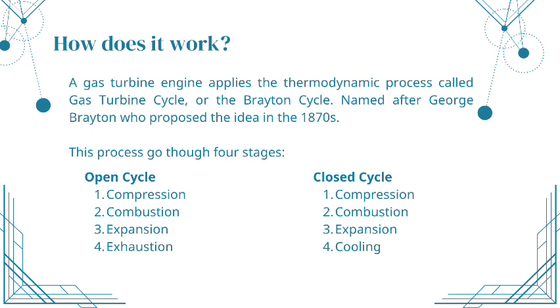It applies a thermodynamic process called the gas turbine cycle or the Brayton cycle, named after George Brayton, who proposed the idea in the 1870s. So these processes go through four stages: compression, combustion, expansion, and for open cycle, the last one is exhaustion, and for closed cycle, it is cooling.